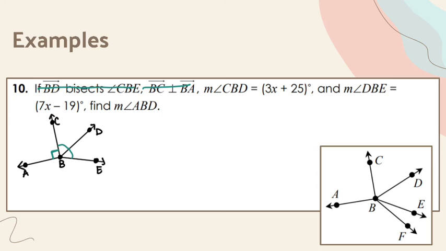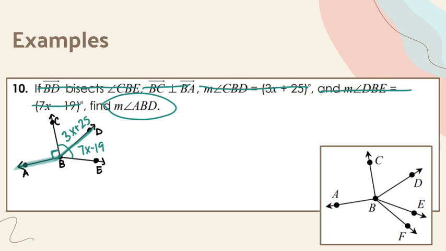Measure of angle CBD is 3x plus 25. 3x plus 25. Put that on our picture. The measure of angle DBE is 7x minus 19. We put that on our picture. Finally, it wants us to find the measure of angle ABD. So we are looking for the measure of this angle.